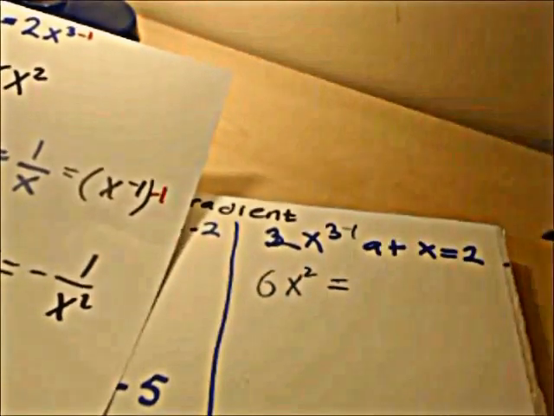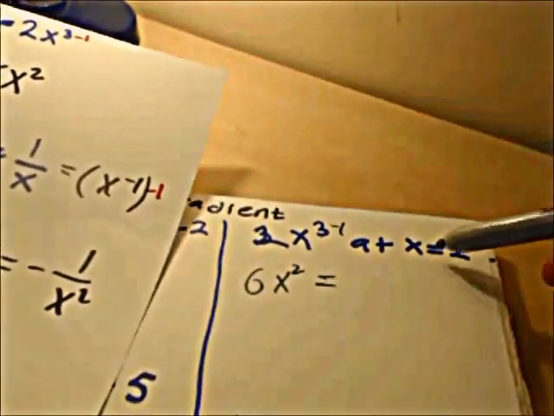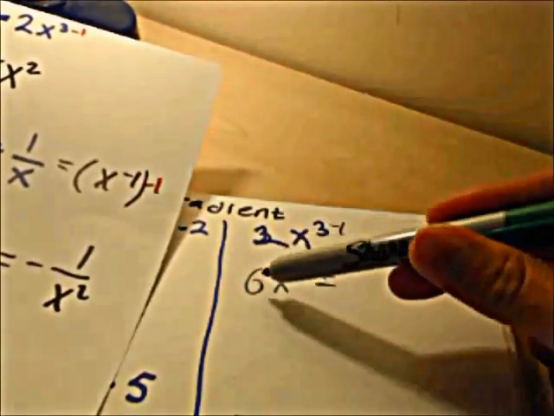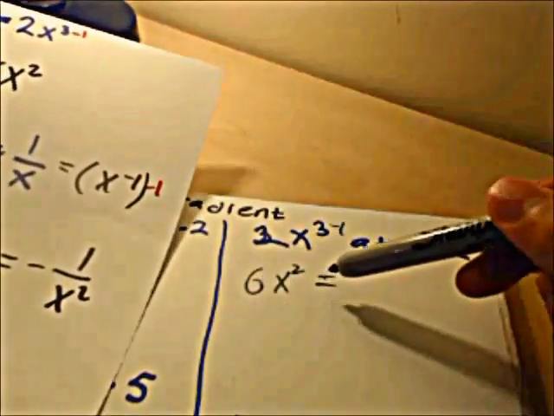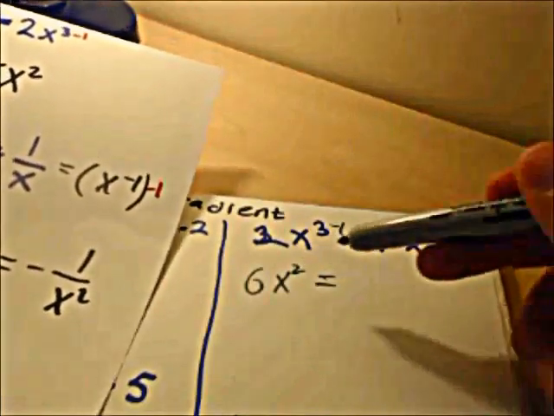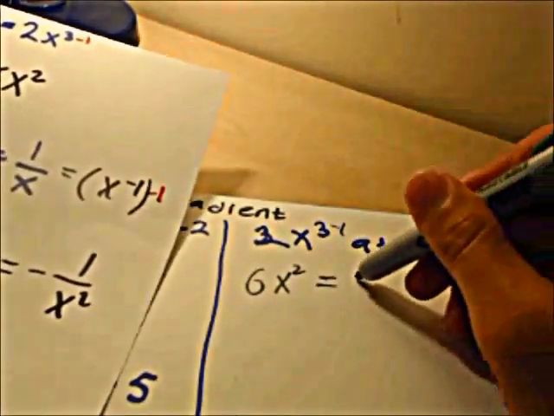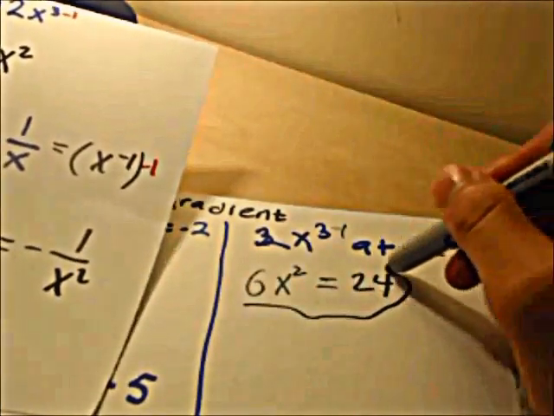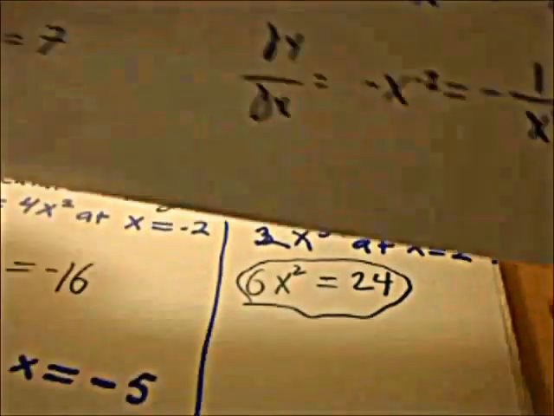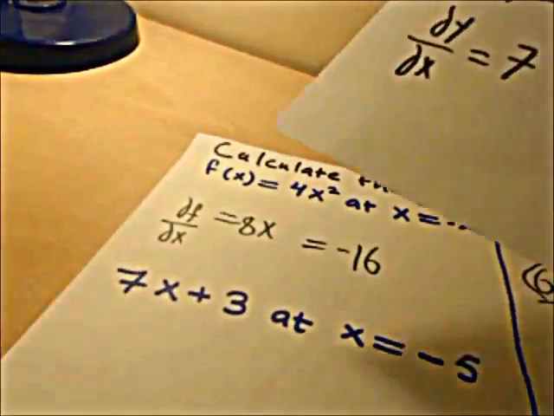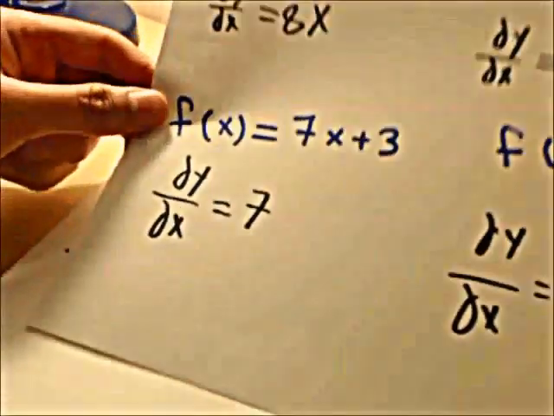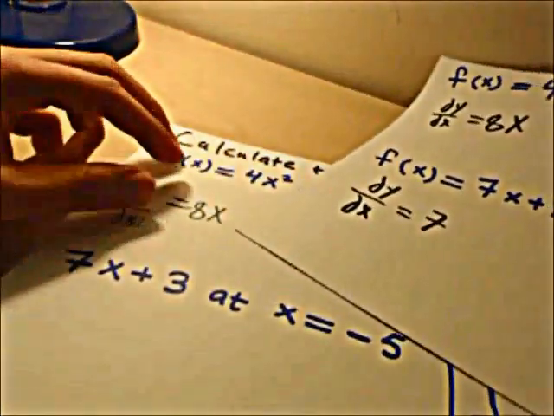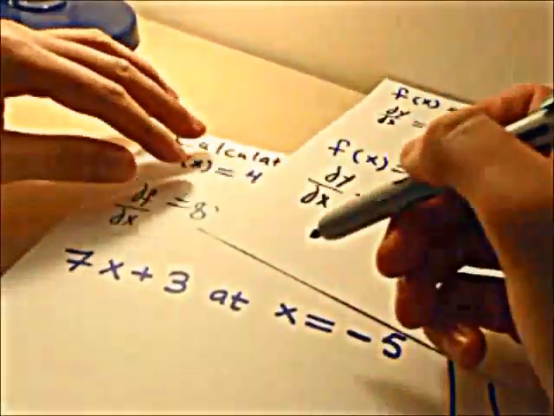Now the gradient at x equals 2, so we substitute x with 2, so it's going to be 6 times 2 squared. 2 squared, we know that it's 4, so 4 times 6 is 24. So that's the gradient for the second one. Again, let's try to do the other two examples. 7x plus 3. We took the derivative here, we found 7. That's the derivative.